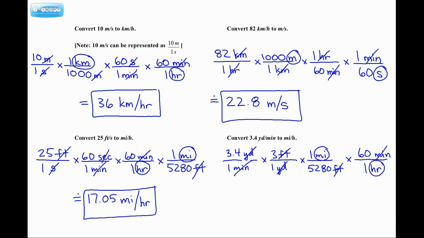Miles per hour. Perfect. So 3.4 times 3 divided by 5,280 times 60, and I get, as I predicted, pretty small, 0.116. And this, of course, is miles per hour. Don't forget both units there.